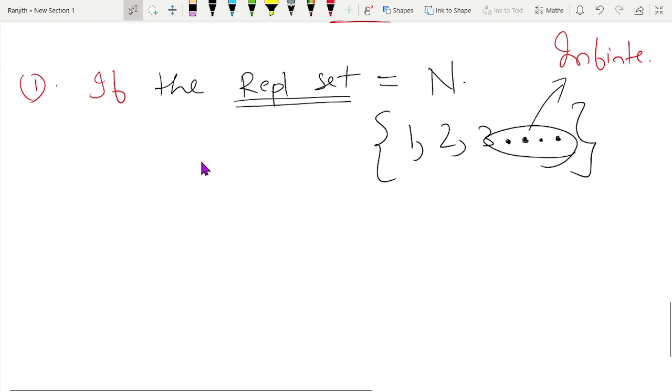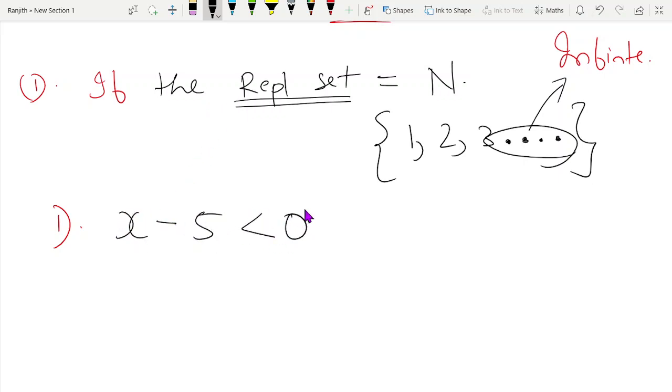So in this question, the replacement set is the set of natural numbers. And what is the question? I told you they'll give all three things. One is the replacement set, the next one is one simple linear equation, and then sometimes limits. Here they didn't provide limits. What's the inequation given? x minus 5 is less than 0, sir.